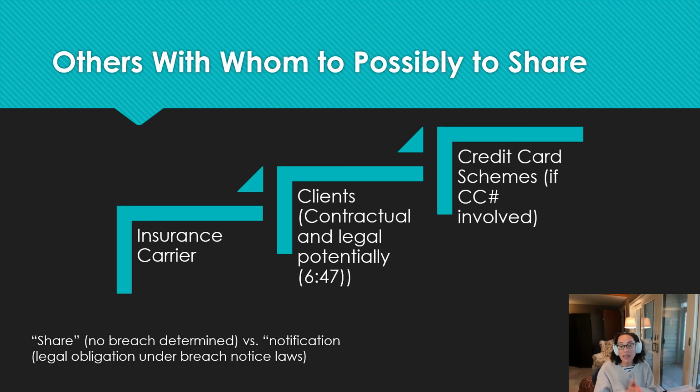Another situation that comes up a lot is telling a client. There may be contractual obligations. If we house information, we may have obligations to share the fact that there's a potential incident with our client. And we might also have legal obligations to tell the client, which is talked about more in Chapter 6.47. Finally, another scenario that comes up a lot is if there's credit card numbers involved. If we're the merchant, for example, and there is a breach of credit card numbers, we may have an obligation to involve or share with the credit card schemes, meaning the credit card companies, so MasterCard, Visa, Discover, etc. So those are things to think about as you're going through the reading.